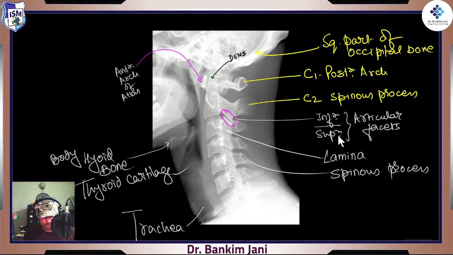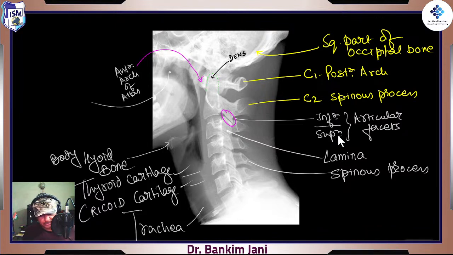Thyroid cartilage, right? And just underneath, over here, that is the cricoid cartilage. That's it, so just remember this much. Then over here, see all these shadows? This is the nasopharynx, right? And then the epiglottis.